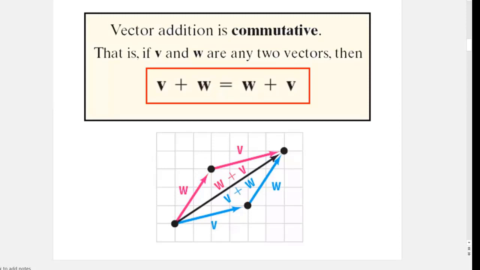What do we know about vector addition? It's commutative. Not every type of function is commutative, but vector addition is, because it doesn't matter what order I add them in. So V plus W equals W plus V. And here's a picture of it. I can start with V and then add W, or I can start with W and then add V. You can see that both of them give the same result, V plus W and W plus V. We do know vectors are commutative.